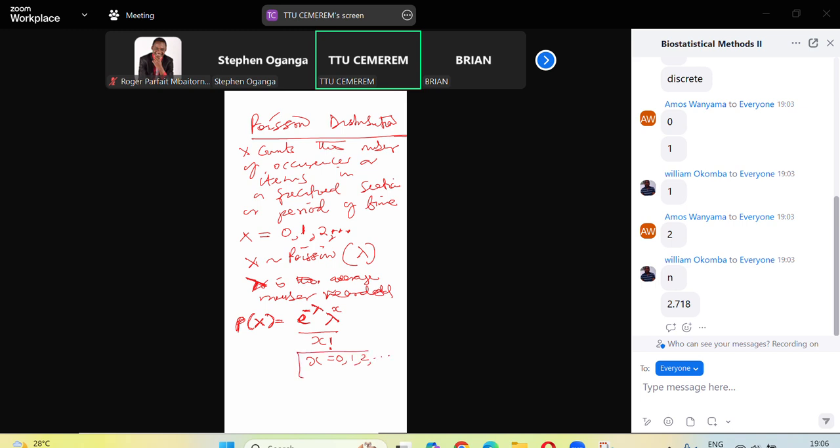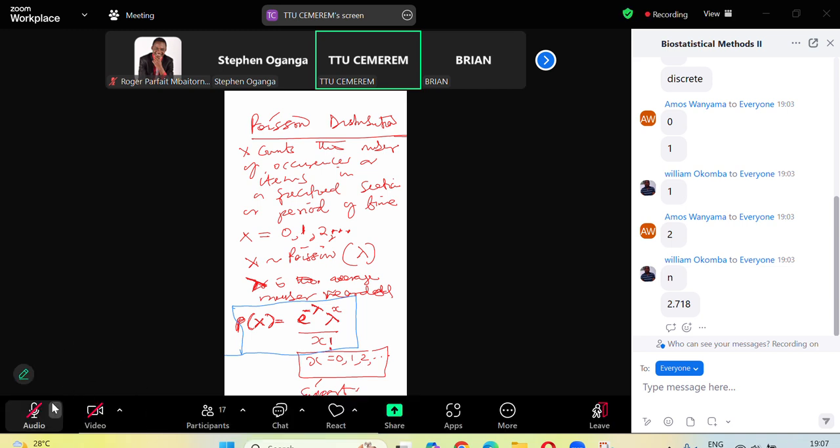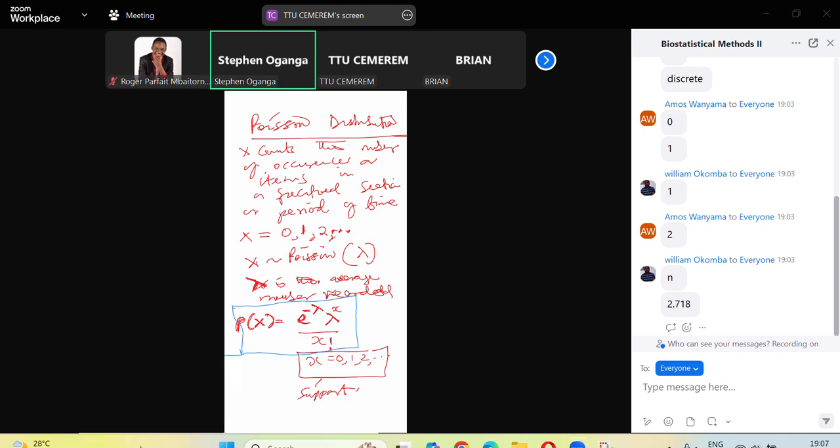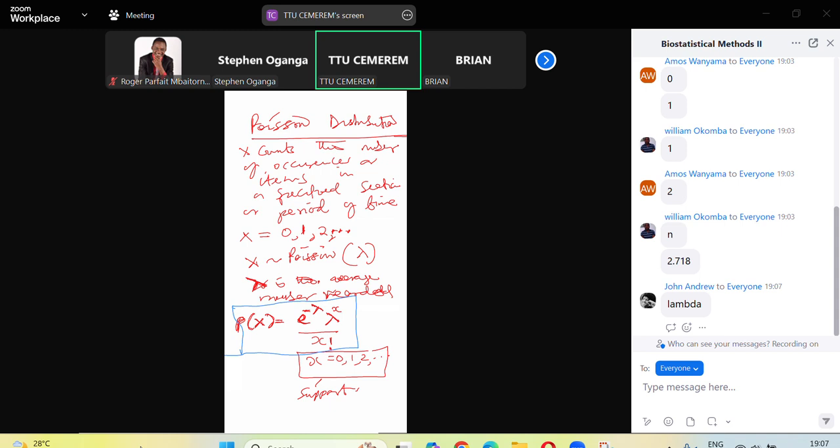This is the support for Poisson. Is that okay? So if you look at this box, apart from X, how many things are unknown there? Lambda. It's only lambda. Why are you not saying e?